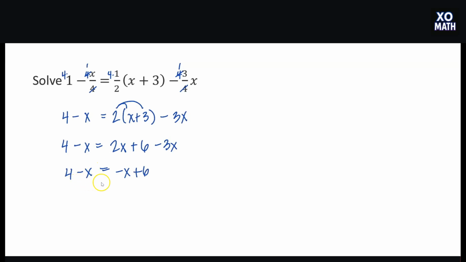The left side is 4 minus x. If I attempt to add x to each side, I'm going to lose my x's. I'm going to end up with 4 is equal to 6, which is a false statement. And that means that this equation has no solution.